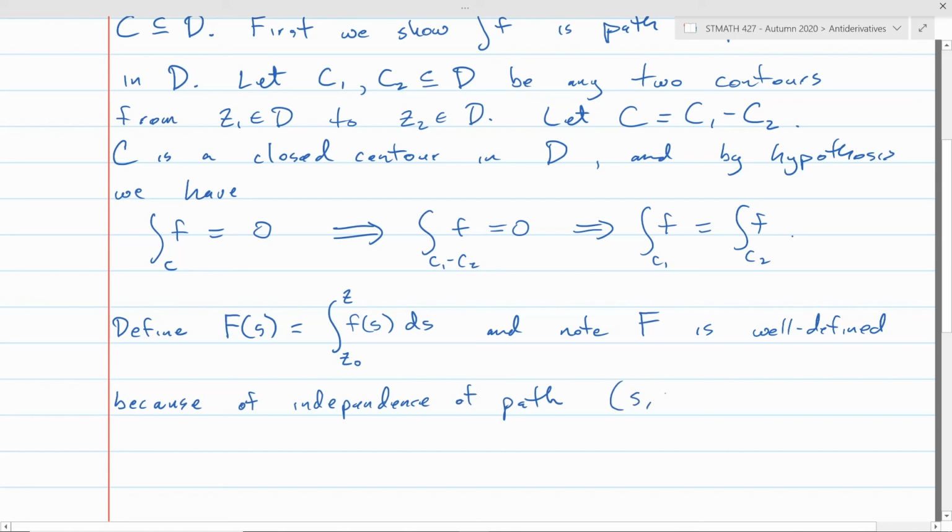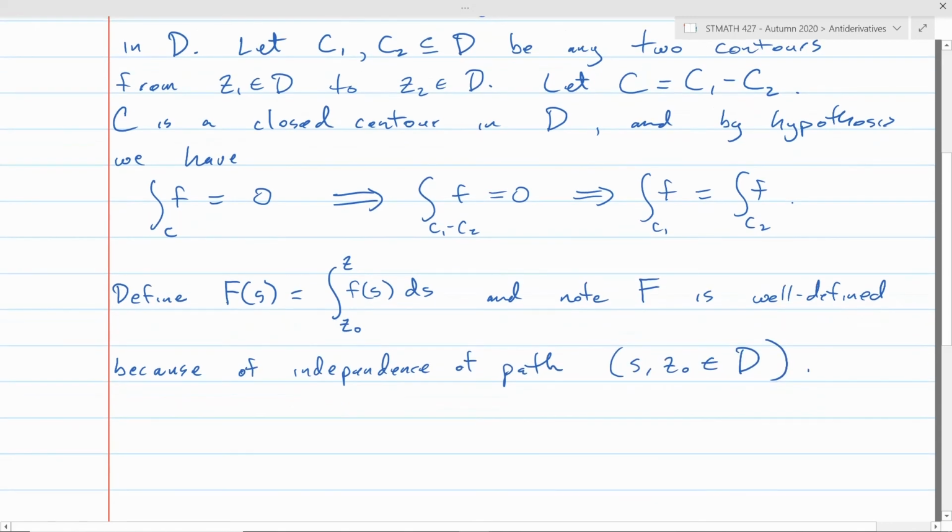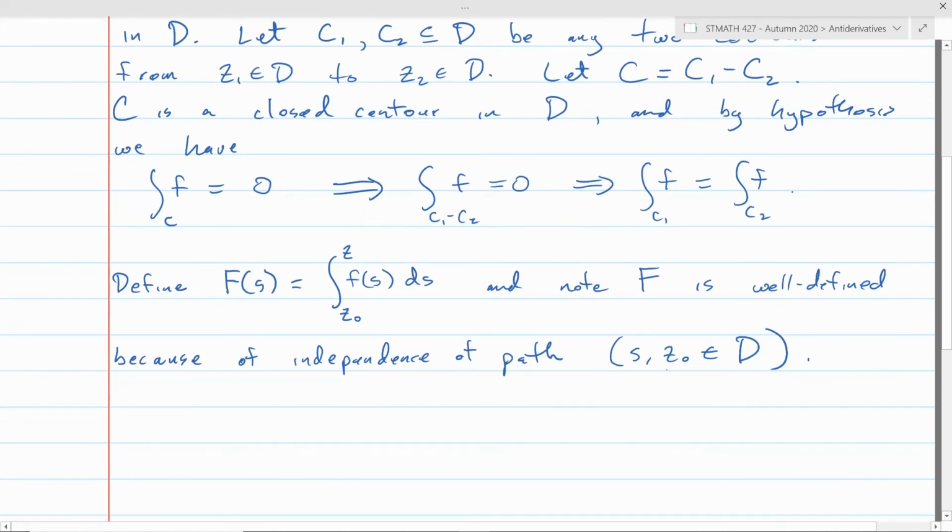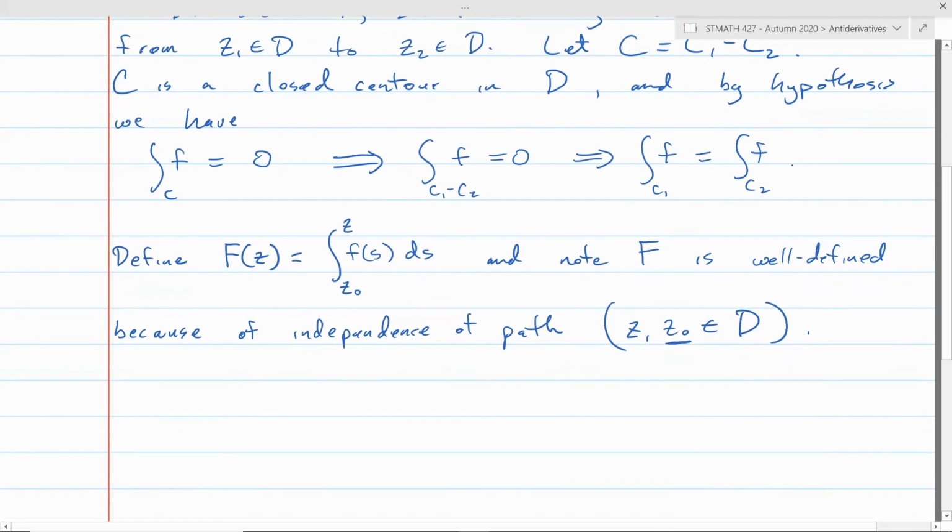So S and Z naught are in D here, of course. So we have independence of path inside of D, and Z naught, think of as a fixed point, and S is like your variable. It doesn't matter what path you choose to go from Z naught to Z. Oh, I should say that should have been f of Z, rather. S is just a dummy variable that you need inside the integral, but Z is the variable of our function.